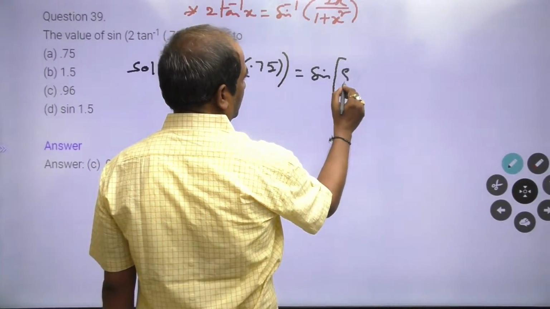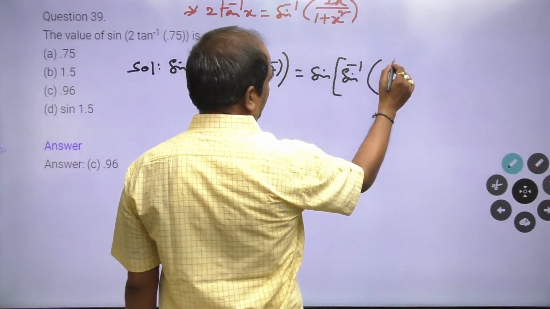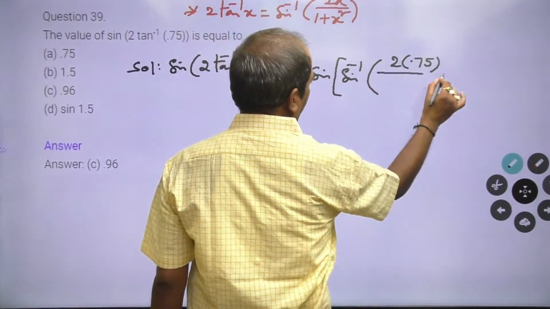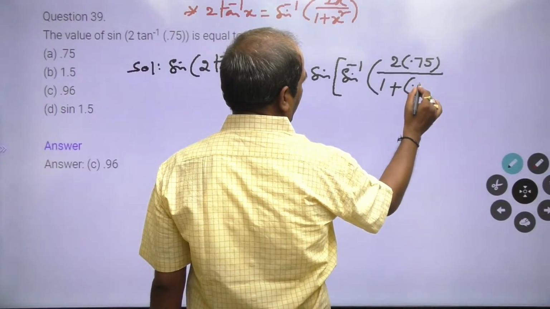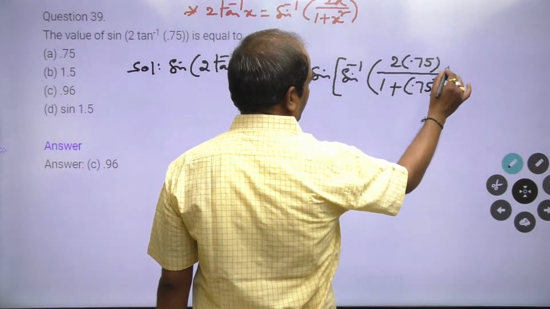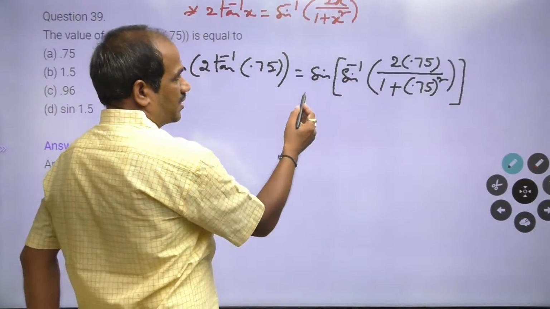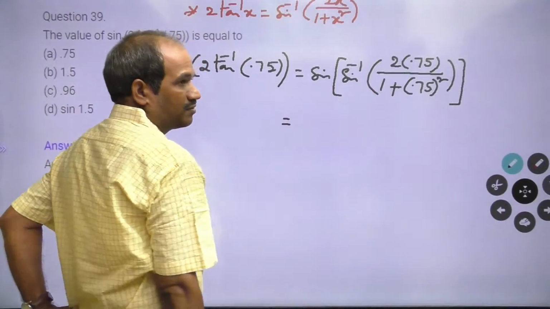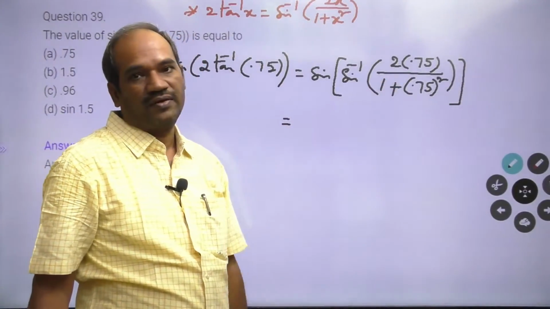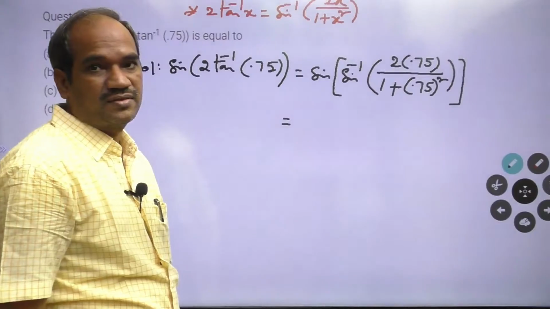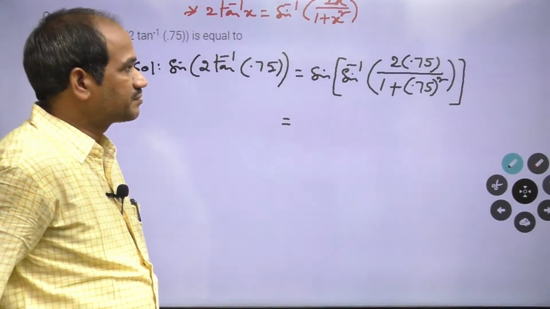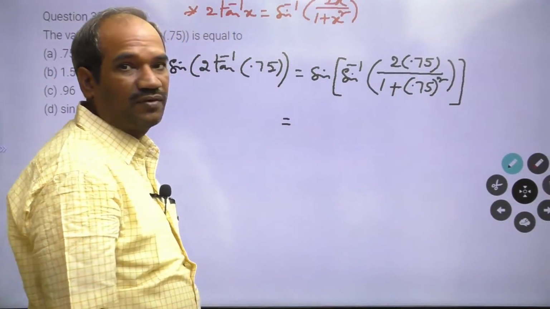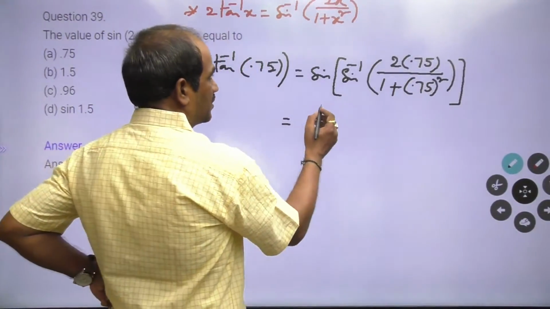So that is equal to sin inverse of 2x by 1 plus x square, which is 2 into 0.75 by 1 plus 0.75 whole square. Sin of sin inverse x is x. So the numerator is 2 into 0.75. Multiply 75 into 2, which is 150, so 1.5.